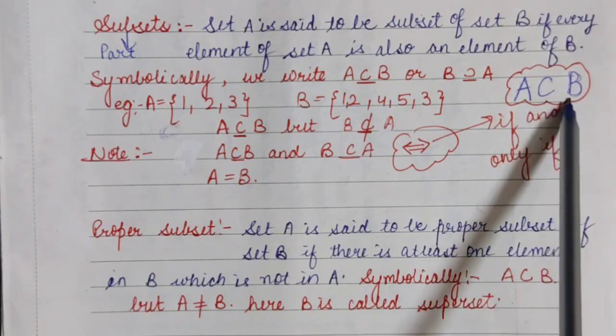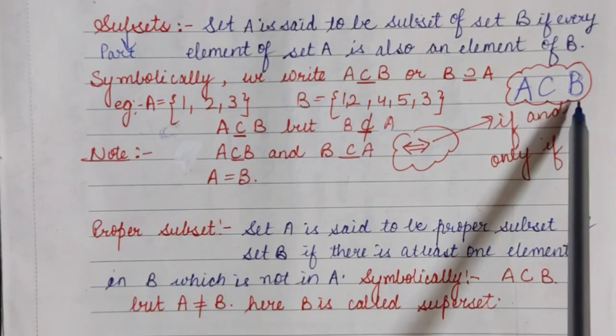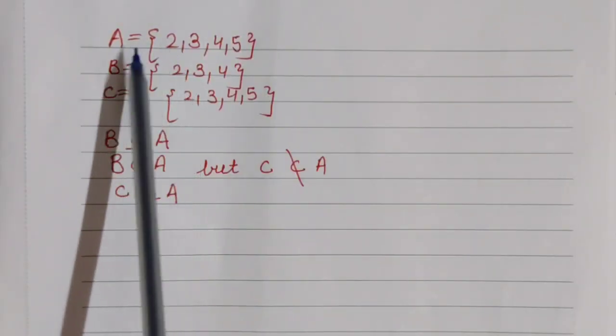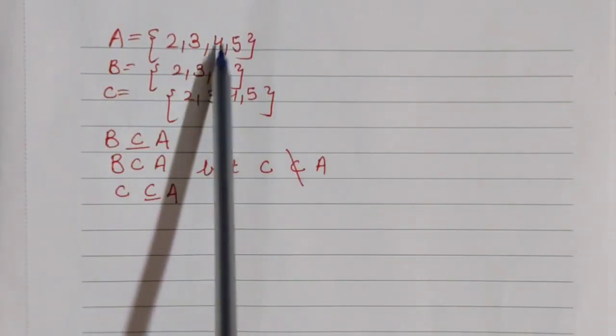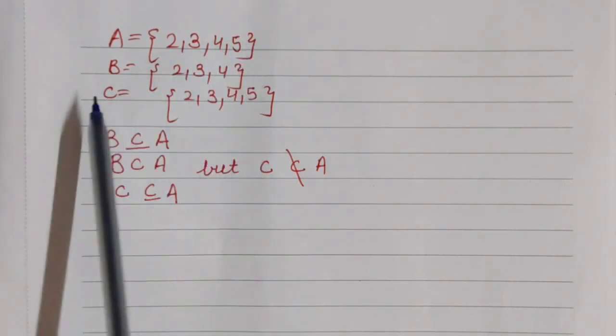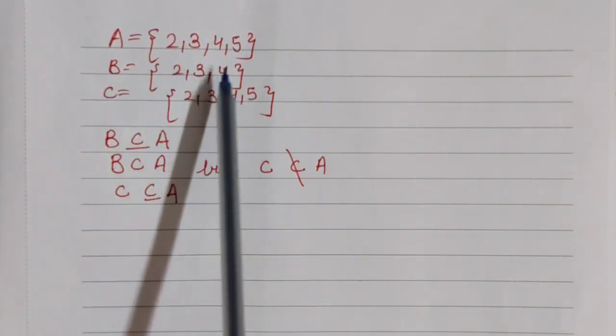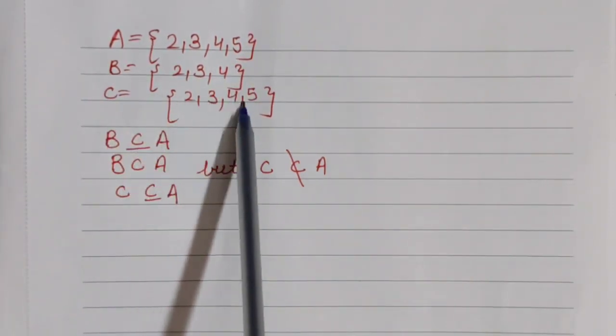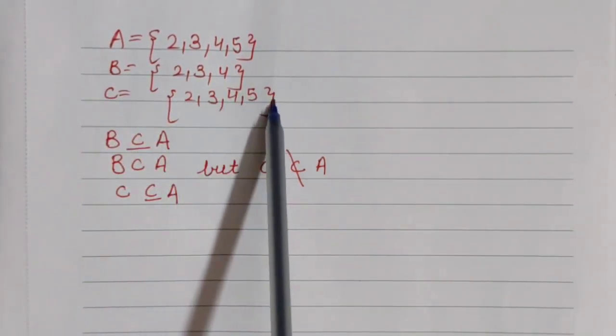Fine. So we will take one more example here to understand this topic. See students, in this example A is equal to {2, 3, 4, 5}. One set is there. In B set {2, 3, 4}, 3 elements are there. In C set {2, 3, 4, 5}, the 4 elements are there.